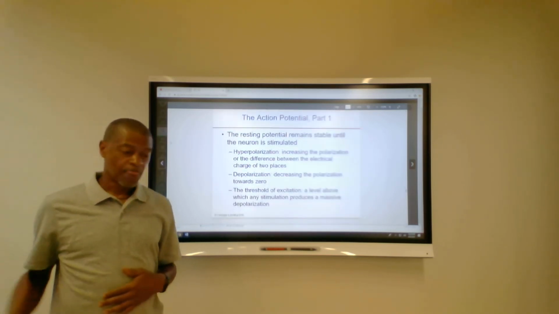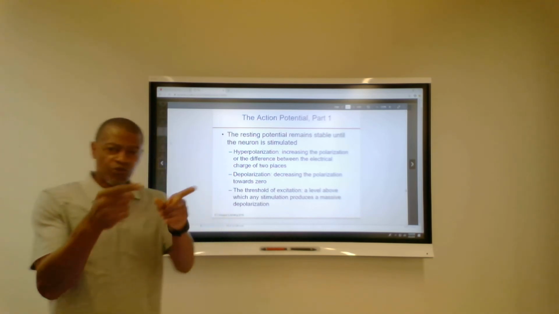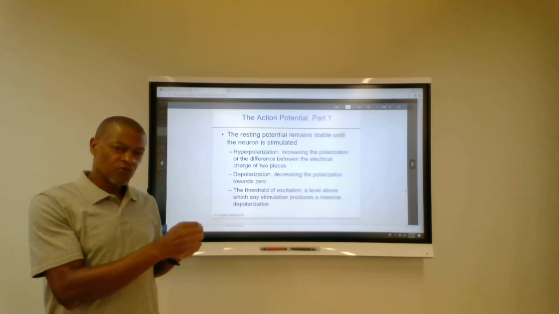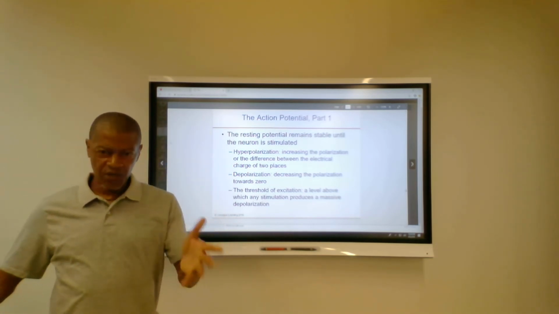So terms. You can read this, but I need to show you the figure to kind of explain what this means so we can get through this quickly.